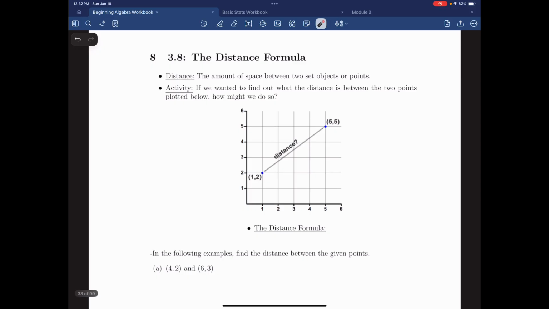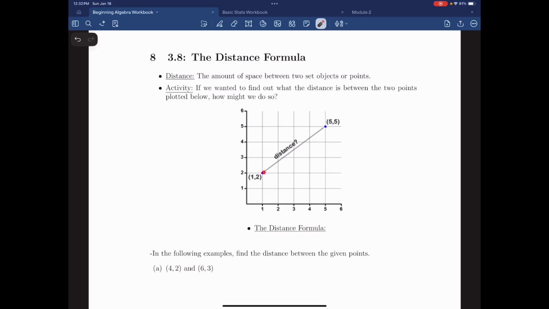Let's say we wanted to find out what the distance is between these two points that are plotted. How might we do so? I encourage you to pause the video and think about it, because you do actually have the tools to solve for this distance if you watched previous videos of this math course. And assuming you have given this a go, a couple minutes at least thinking about it, see if you can come up with it, let's go through this together.